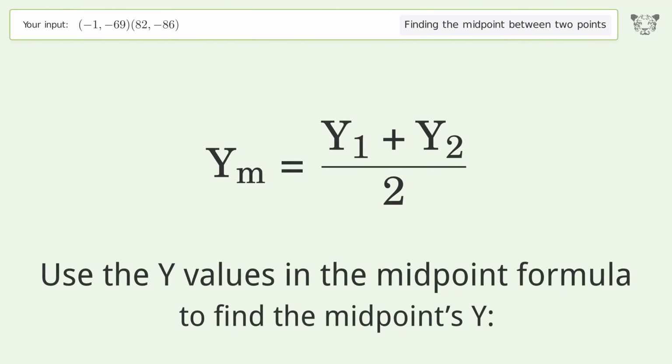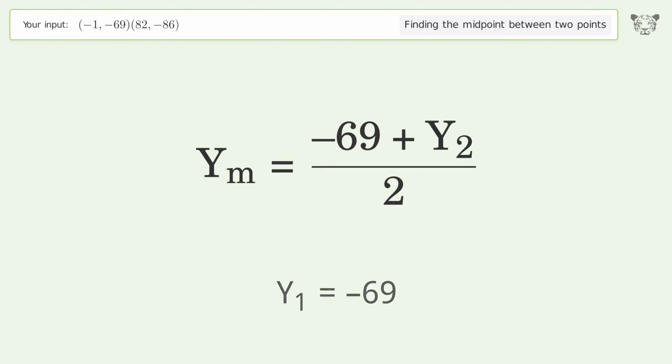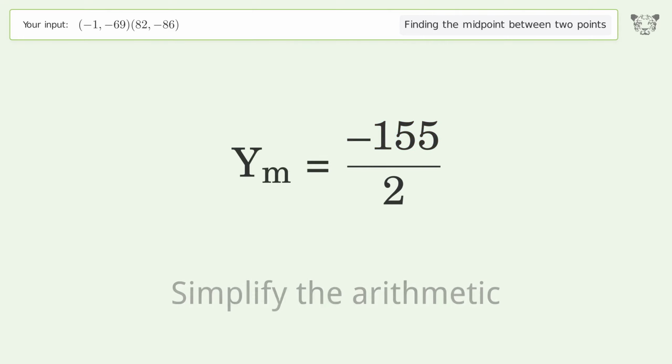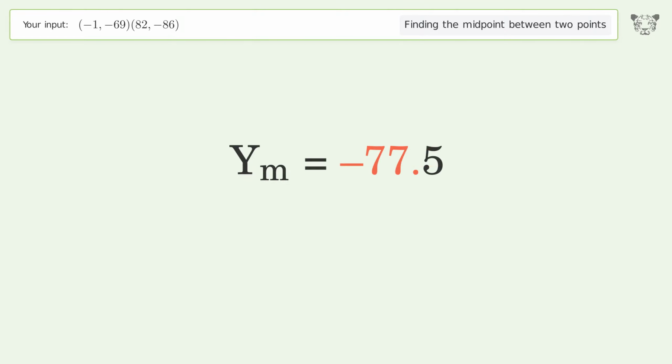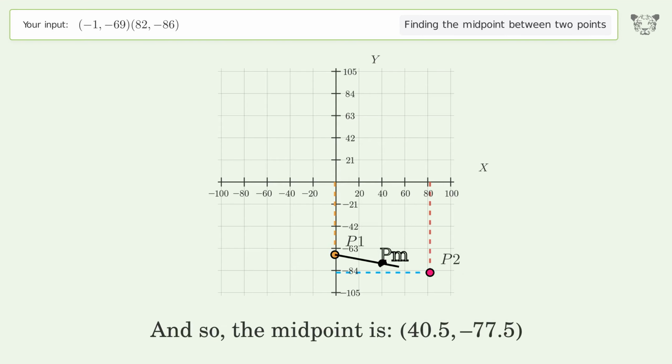Use the y values in the midpoint formula to find the midpoint's y. y1 equals negative 69. y2 equals negative 86. Simplify the arithmetic. And so, the midpoint is 40.5, negative 77.5.